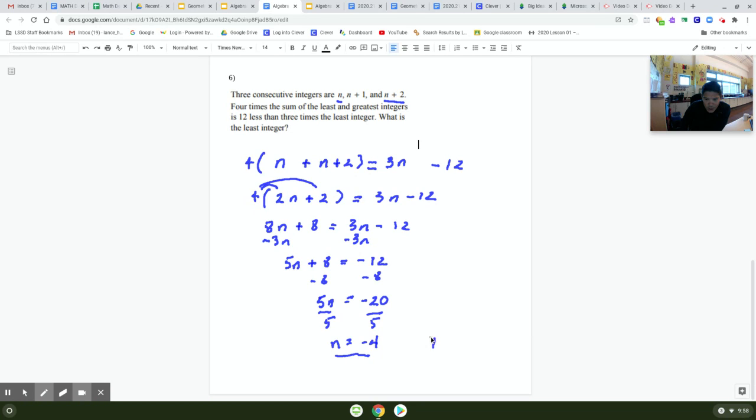And that's the solution. I'm going to write out my solution, the least integer. And that's the solution to the word problem or the story problem.